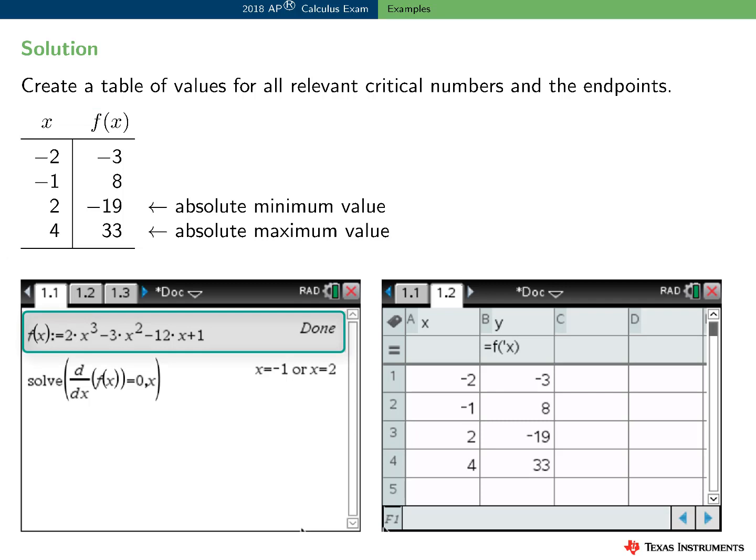Here's how I can use technology to help solve this problem. On a TI-Nspire calculator page, I first defined the function f. I used the solve command to find the values of x where the derivative is 0. Since f is a polynomial, I know there are no places where the first derivative does not exist. And I used a lists and spreadsheet page to create a table of values. It's now pretty easy to pick out the absolute maximum and the absolute minimum values.